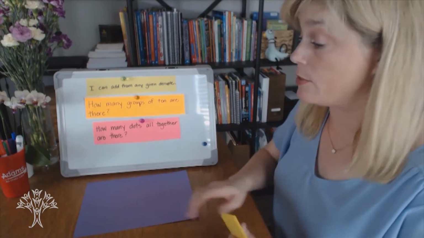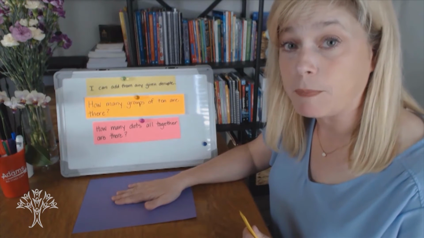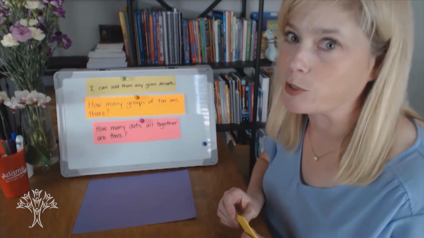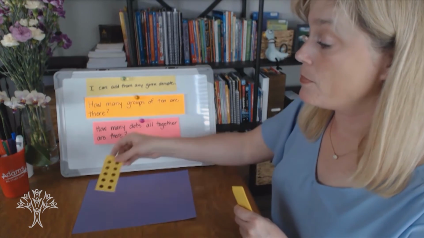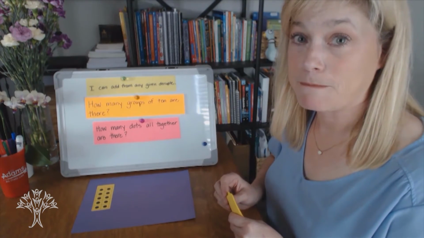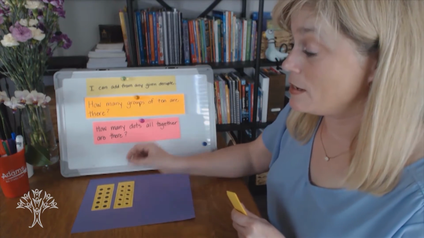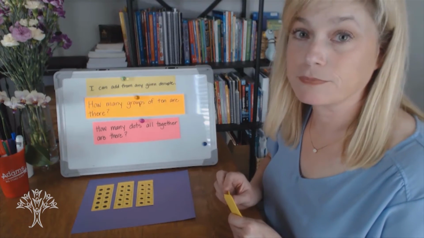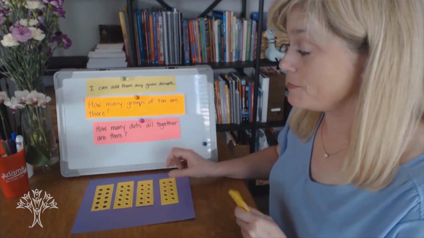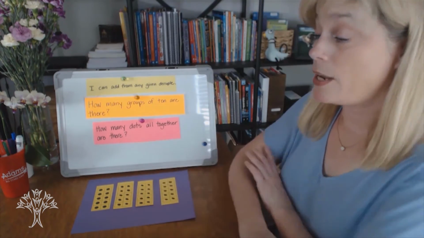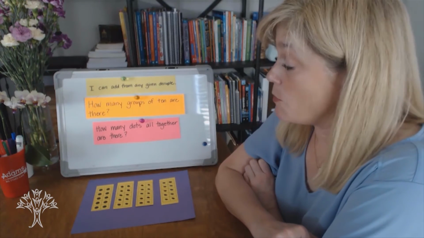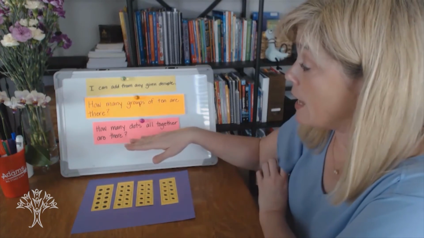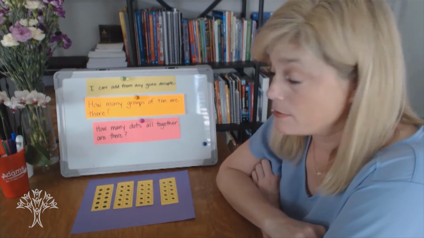So let's get started. The first one I'm going to do on top of the purple paper, but then after that, it will be hidden under the purple paper. I'll show you what I mean. So here we go. Now, are you kind of keeping track? So I put out some 10 frames, and I want you to think about our questions. How many groups of 10 are there, and how many dots are there altogether?